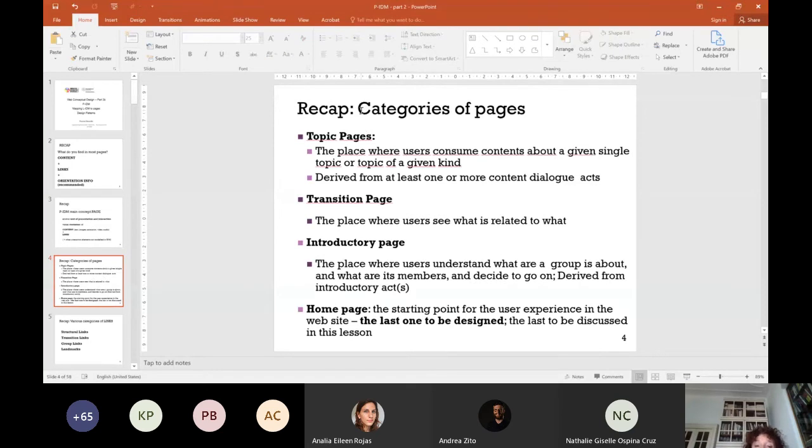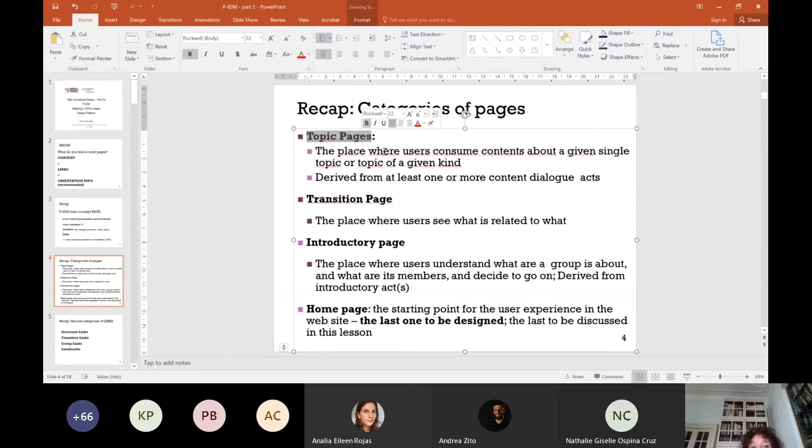We mentioned that if we look at web pages, there are many different categories of pages, that have different roles and different purposes for the user. You have pages about the key content of your application, about your domain, so we call them topic pages. In topic pages, users are meant to consume the main content about a single topic, such as, in the website of a university, about that university, or about a topic of a given kind, such as a specific course, one course among multiple courses.